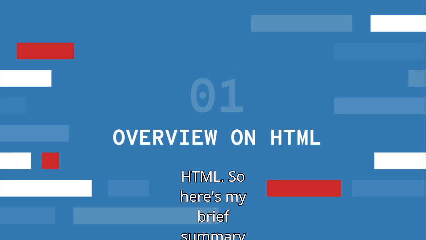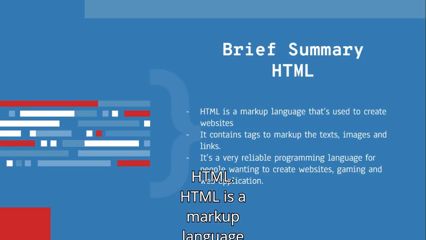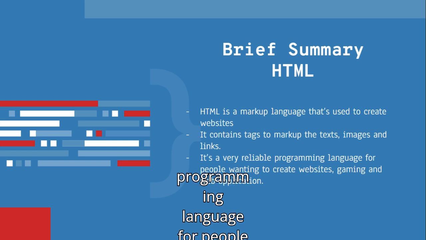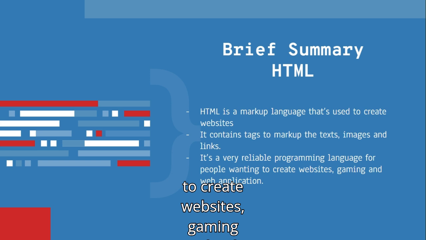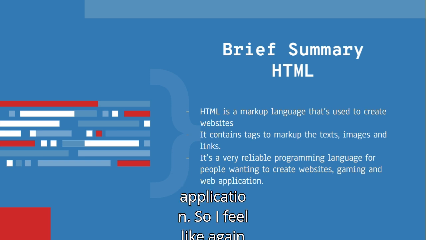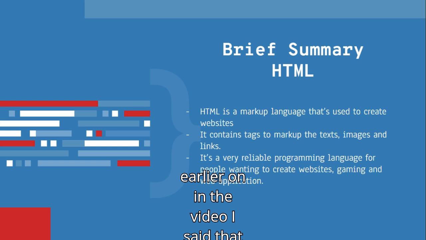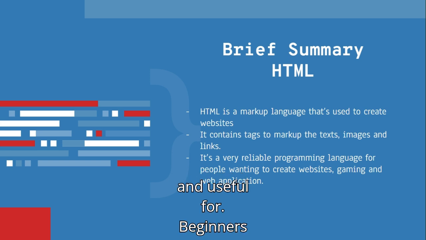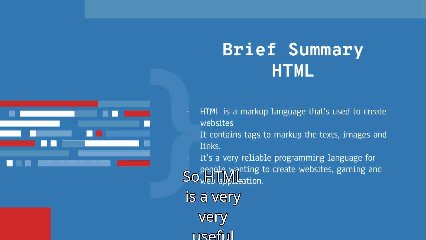Overview on HTML. So here's my brief summary on HTML. HTML is a markup language that is used to create web pages. It contains tags to mark up the text, images, and links. It is a very reliable programming language for people wanting to create websites, games, and web applications. Again, as I said earlier in the video, HTML is a very reliable programming language and useful for beginners to develop a website and everything required. So HTML is a very useful language.